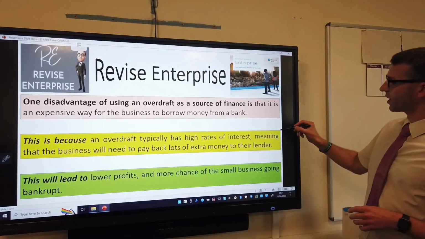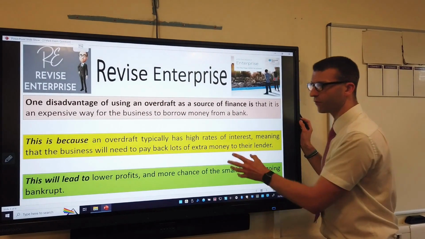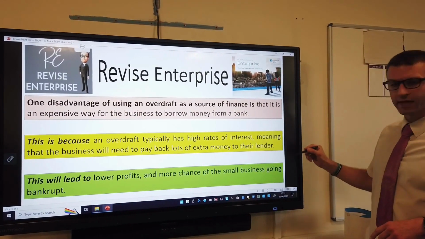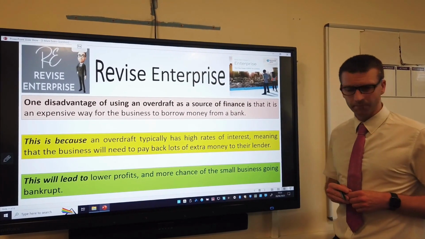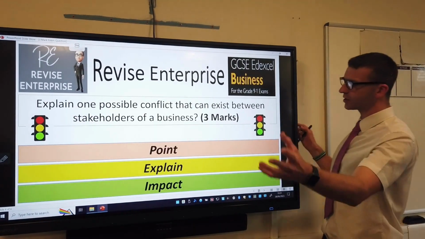So from your explain comment there and your point, you explain finally what it actually leads to for the business. If you structure it like this in 3 different parts, point, explain and impact, it'll likely get you success and 3 marks on this question. Okay, so I hope that first question was helpful. Let's have a look at another example.